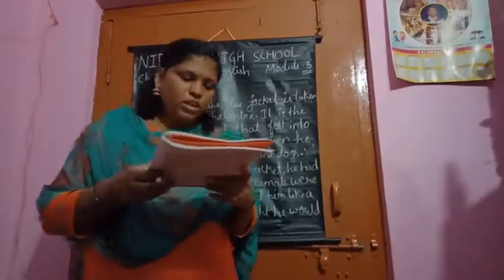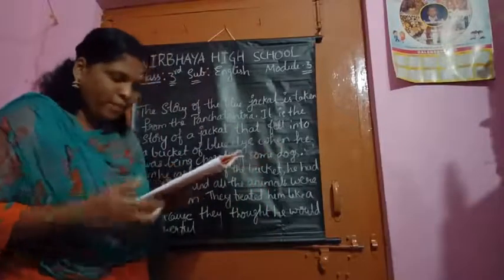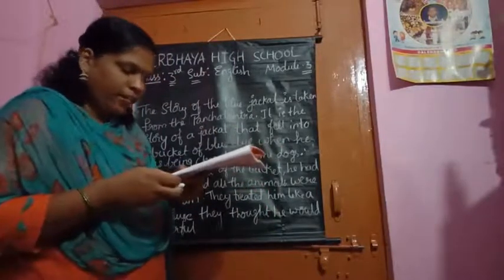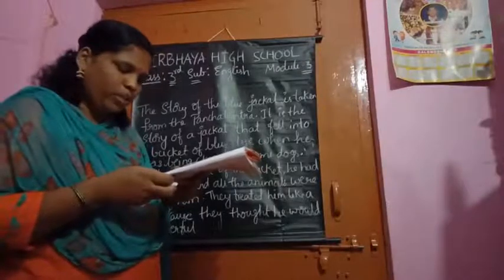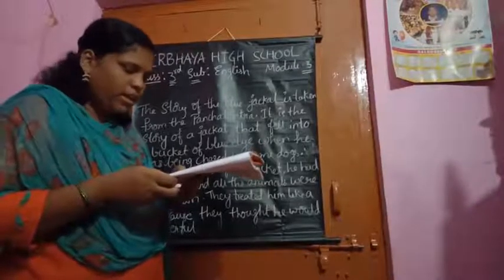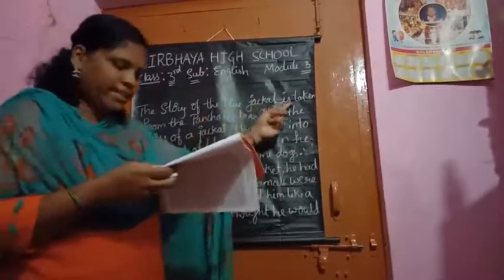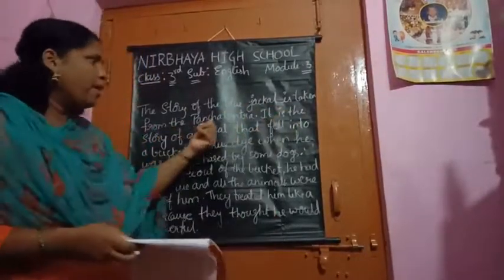See here, children. The story of Blue Jackal is taken from the Panchatantra. It is the story of a jackal that fell into a bucket of blue dye when he was being chased by some dogs. Here, what are the changes, children? The story of the Blue Jackal is taken from the Panchatantra.